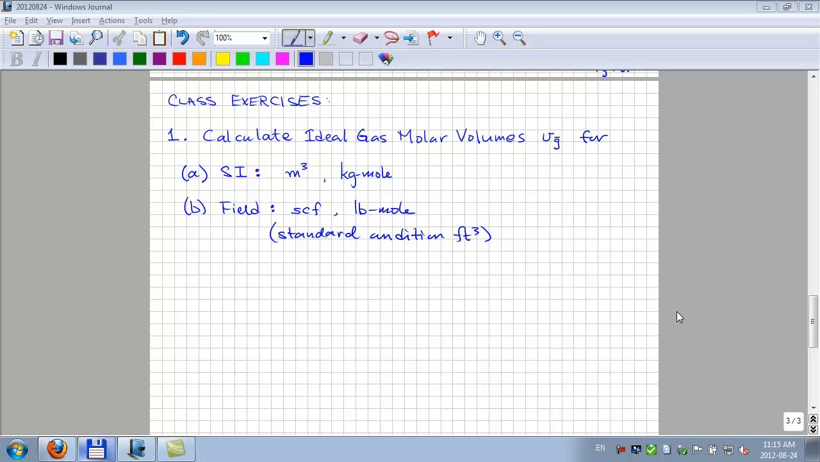Okay, we're gonna do some stay awake exercises in class now. I'm gonna come up with this number for the ideal gas molar volume, both in SI units with cubic meters and kilogram mole, and for field units with standard cubic feet and pound mole.